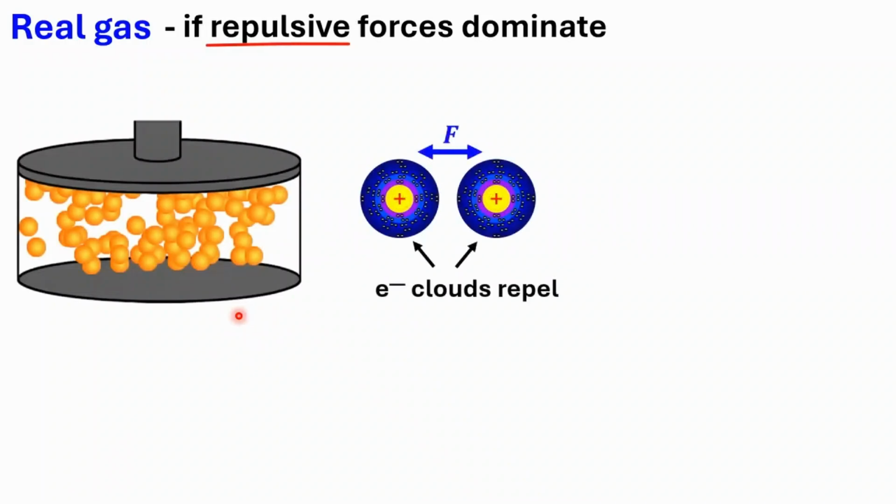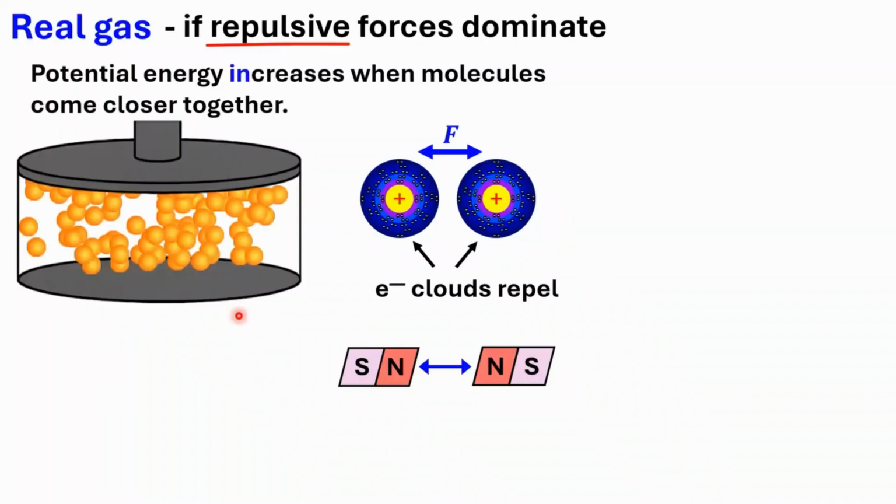They're pushing into each other and they repel each other just literally because of the size of themselves. The electron clouds repel, the nuclei repel, and you can think of it as like two magnets. If you try to push two magnets of the same pole together, they repel each other. It takes energy to push them together. So when repulsive forces dominate in real gases, as the molecules come closer together, as they become more crowded, potential energy increases. And that also is super key.